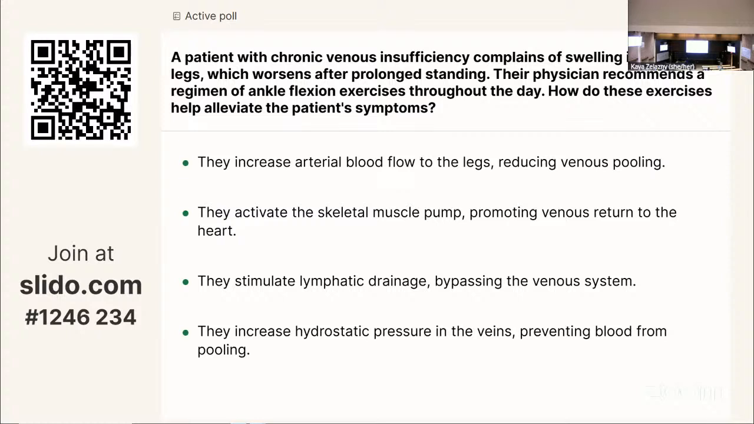So with our understanding of Wednesday's content, what might we think is happening here? Why is this a good recommendation? Why is this something that could help with this swelling in the legs?